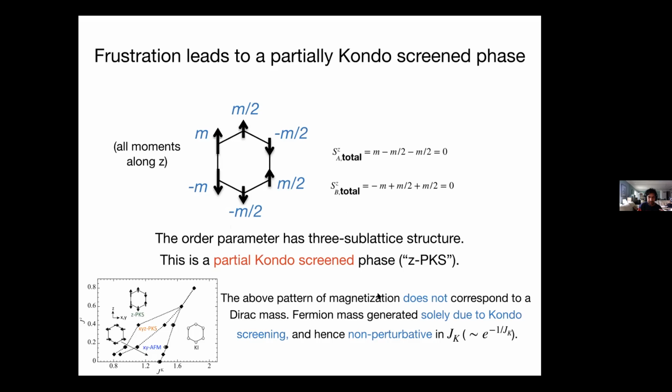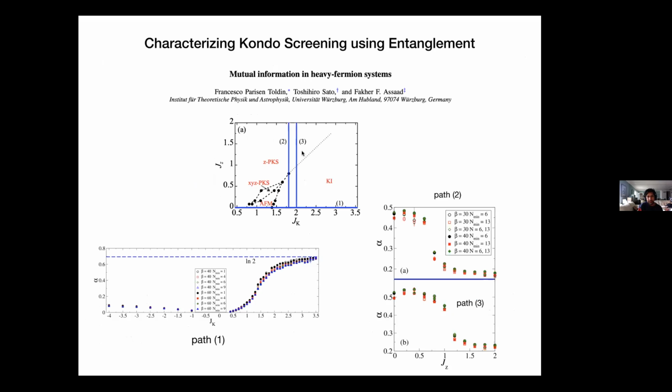So this is an interesting phase. It's not like a regular Hertz-Millis kind of phase. Kondo physics plays a much more important role. And then you can also study this partial Kondo screening using entanglement. This is interesting because we have been developing techniques for calculating entanglement for the last 10, 15 years. Now it's coming to a stage where you can really try to understand such complicated physics using entanglement.